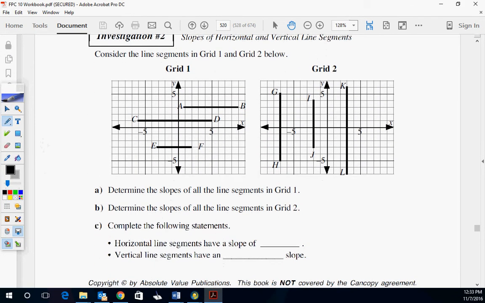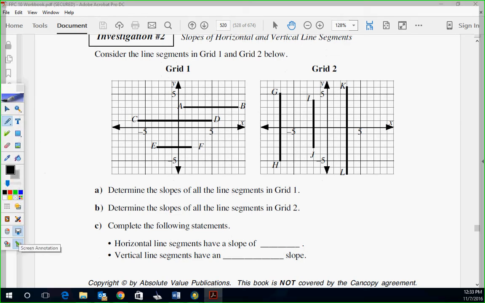Investigation 2. This is very important, because people often forget this, and it's very easy if you can remember. Okay? So consider line segments here. Determine the slopes of all lines in grid 1. So what's the slope of these?